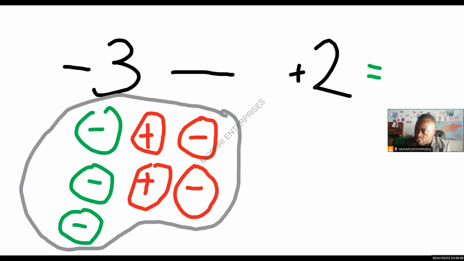You have -3, which is the same as all this, because we know the reds will cancel and be nothing. It still means -3 or 3 negatives. Now we can remove 2 positives, just remove 1, remove 2, and our answer is 5 negatives, which is -5.